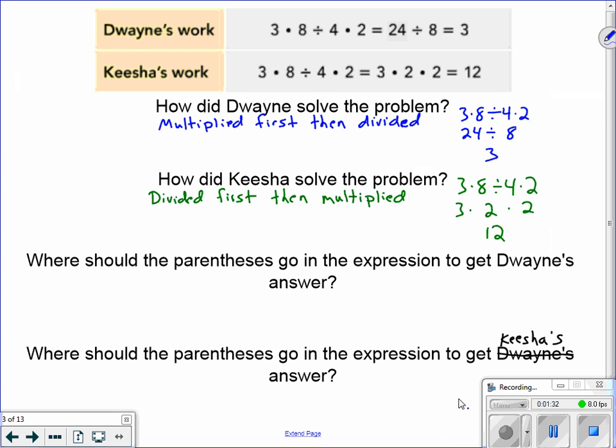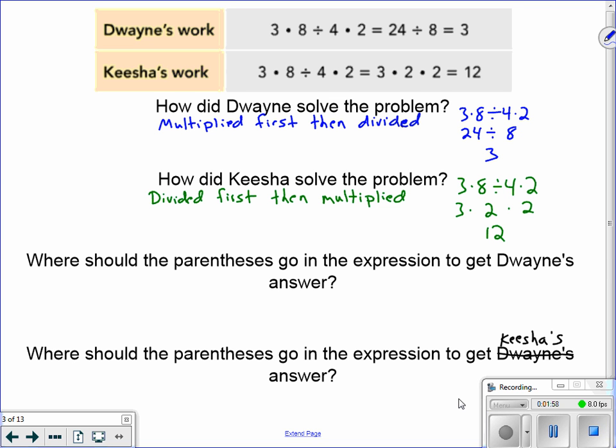We're going to take a closer look at how Dwayne and Keisha each solved this. For Dwayne, he multiplied first, then divided. So he took 3 times 8 and got 24, and then he took 4 times 2 and got 8, and then he took 24 divided by 8 to get 3.